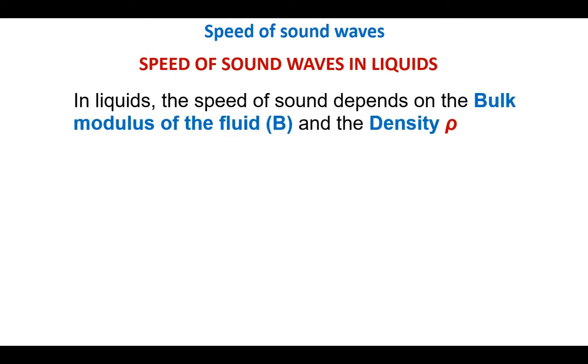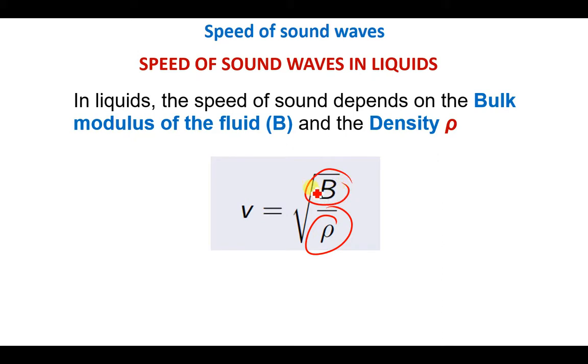So let's look at what I'm just talking about. So sound waves in liquids. The speed of sound depends on the bulk modulus of the fluid and its density. So the rho that was the denominator there is simply the density. Then this capital letter B there is the bulk modulus.